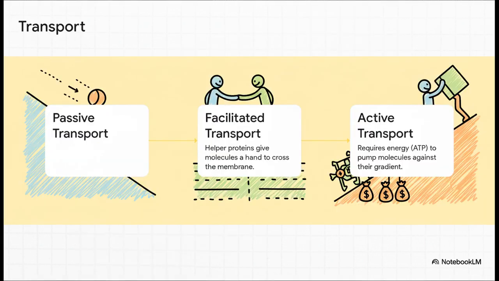So, how do things actually get past our strict security guard? Well, there are three main ways. First up is passive transport. Think of it like a ball rolling down a hill. It just happens naturally, no extra energy needed. Then there's facilitated transport. This is where a friendly helper protein gives a molecule a little hand to get across, like helping someone cross a busy street. And finally, you have active transport. This is like trying to push a really heavy cart uphill. It's tough. It requires energy, which the cell has to pay for using its special energy currency called ATP.